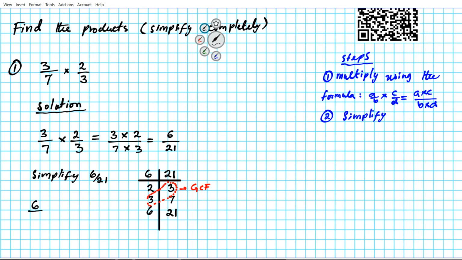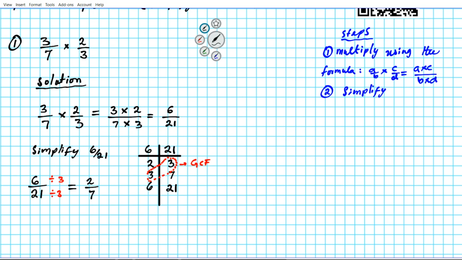So 6 divided by 21, what we're going to do is take this common factor, the GCF, which is 3. We're going to divide the numerator and the denominator by that number. Okay? When we divide by the same number, we're not changing the magnitude of the fraction. 6 divided by 3 is 2. And then 21 divided by 3 is 7. So there goes our final answer for question number 1.